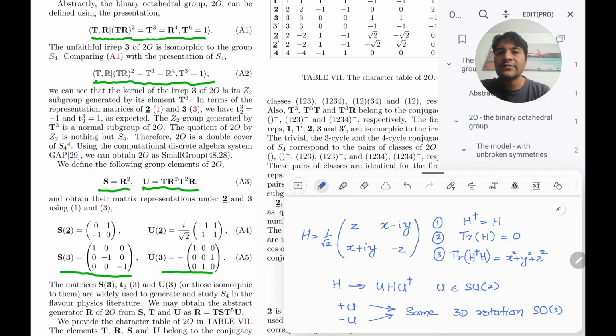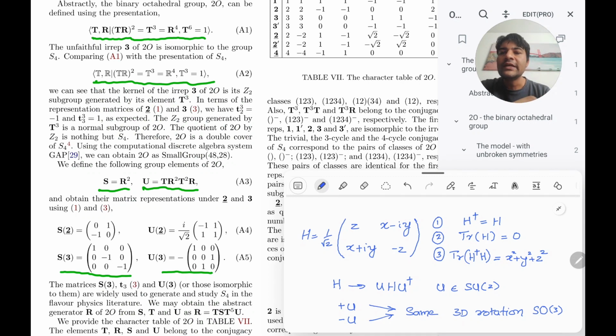Let's compare this with that of the binary octahedral group. It's very similar. As you can see, TR squared equals T cubed equals R to the power 4. However, we have to do one more squaring to get 1. In other words, here I have shown T to the power 6. We can also have R to the power 8 or TR to the power 4, which would give you 1. So there is this additional square that is required.